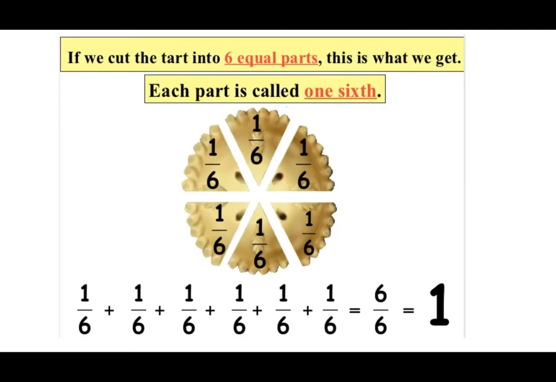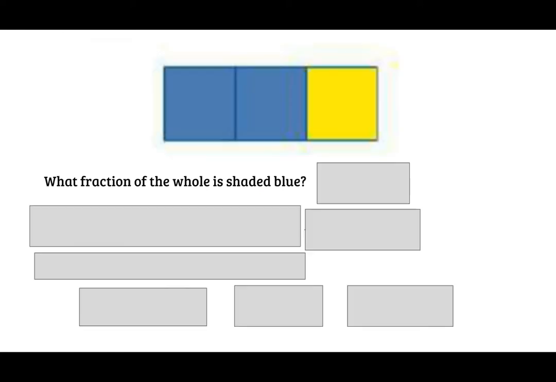Here is another example. If we cut a tart into 6 equal parts, this is what we get. And I thought this was a good example to show you, okay? So each of these parts is 1/6, and when you put them all together, you get one whole tart, okay? The unit fraction refers to one of the pieces that's repeated, the same thing.